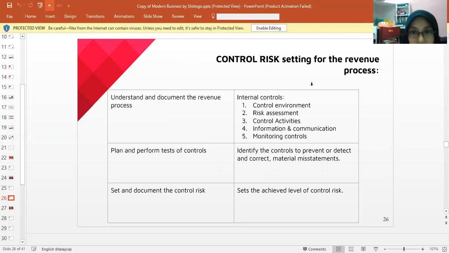Second, plan and perform tests of control. After we have understood the revenue process, we plan and perform tests to prevent, detect and correct material misstatement, so that the auditor could rely on the controls and test the checks and balances. Next is to set and document the control risk. Once we have performed the tests, we document the control risk and set the achieved level of control risk from the tests of control performed before.